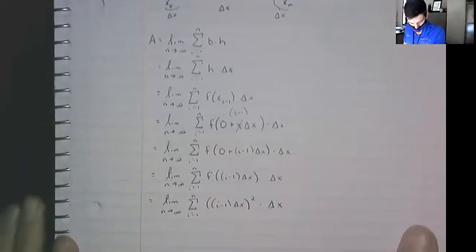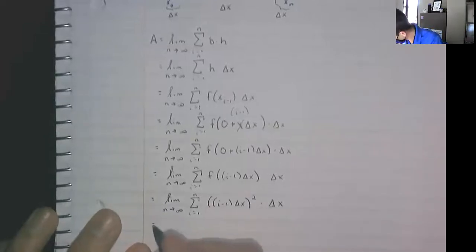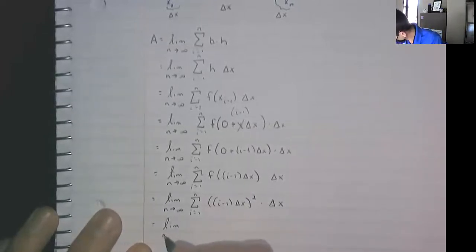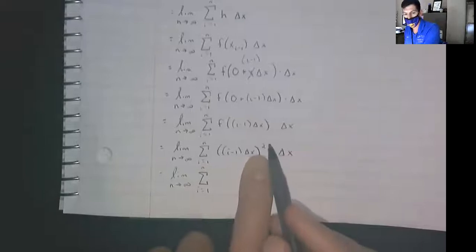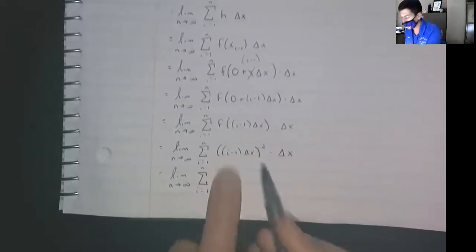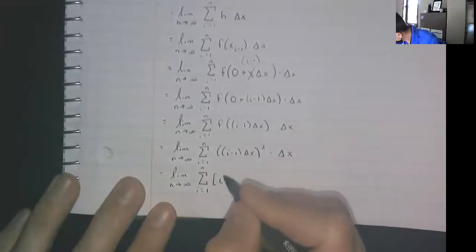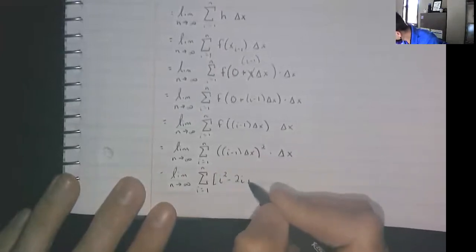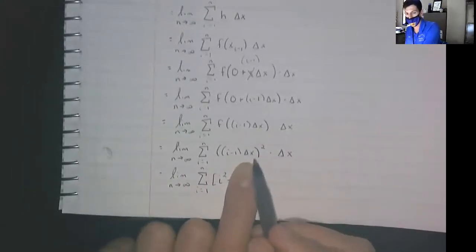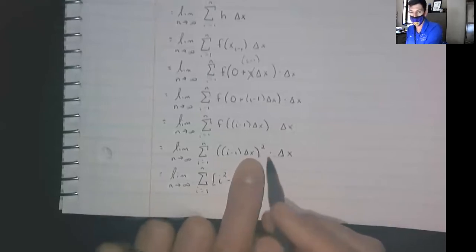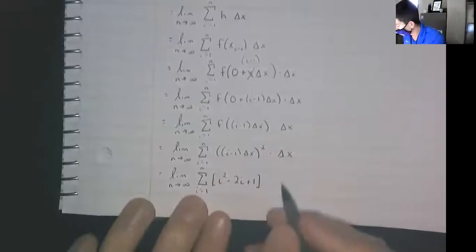Not quite yet. So expanding this out a little bit, we get the limit as n approaches infinity of the sum from 1 to n. I'm going to do a couple things at once. I'm going to apply this square to this binomial and make it i squared minus 2i plus 1. I'm then going to apply it to the delta x, which is going to make it delta x squared, but then multiplying by this delta x, that gives us delta x cubed.